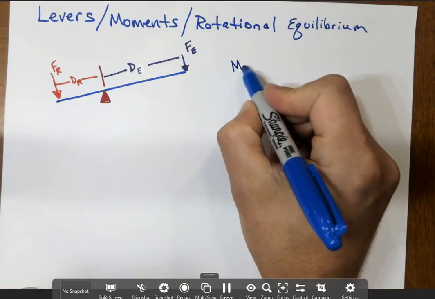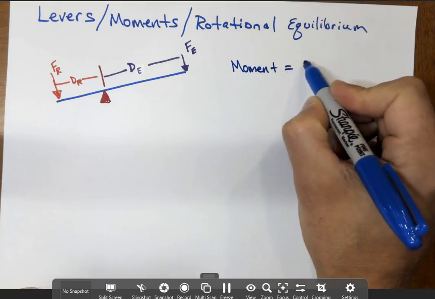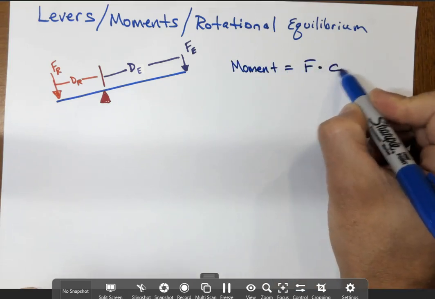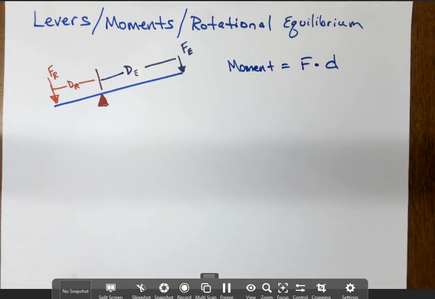Okay, a moment is a force times a distance. Each force creates a moment. It creates an effect that makes the lever want to turn. So we are quantifying, kind of putting a number to how bad this lever wants to rotate or spin.